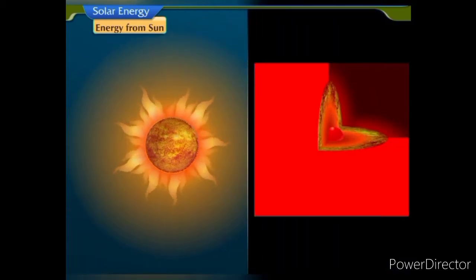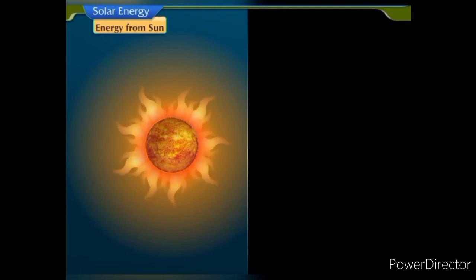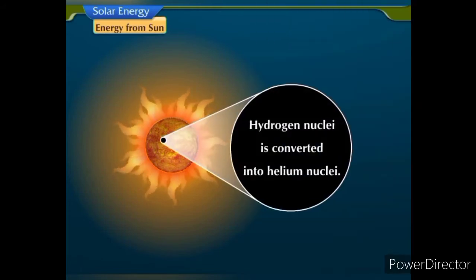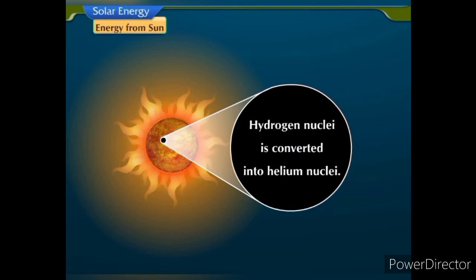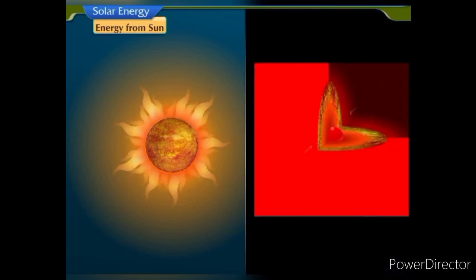Because of high temperature prevailing inside the sun, various fusion reactions take place inside the sun. In these reactions, hydrogen nuclei are converted into helium nuclei. Such reactions are called nuclear fusion reactions, as the reactions take place inside the nuclei of the atoms. Heat is created due to these fusion reactions.